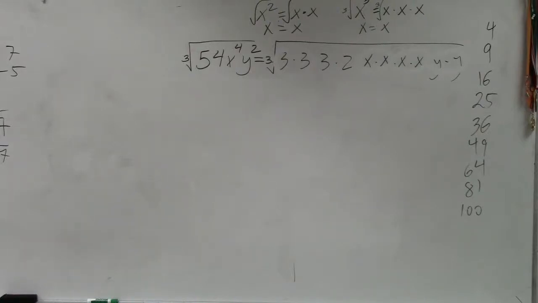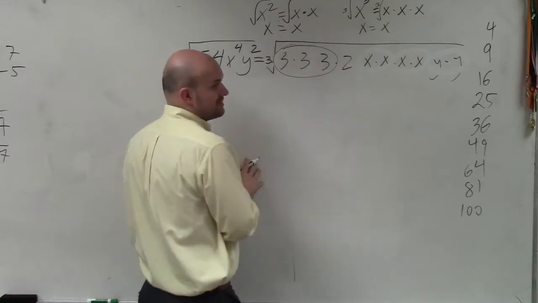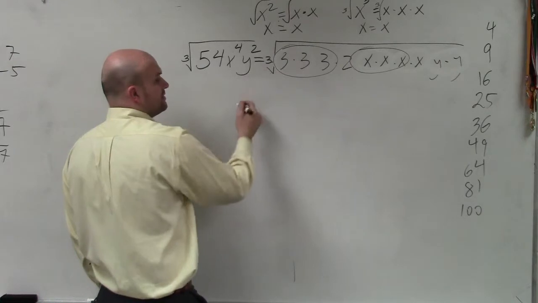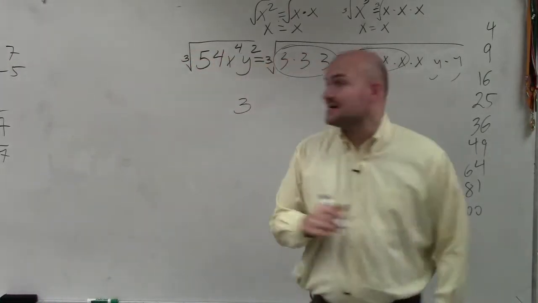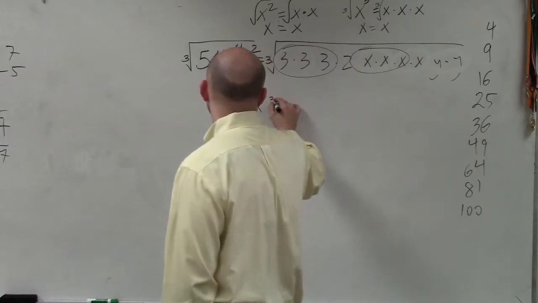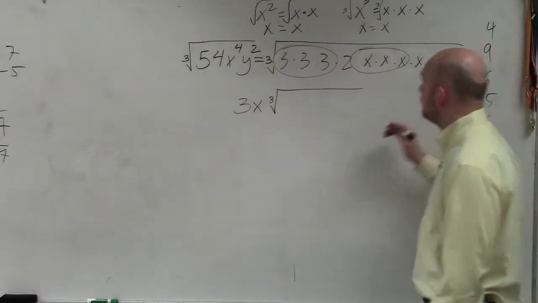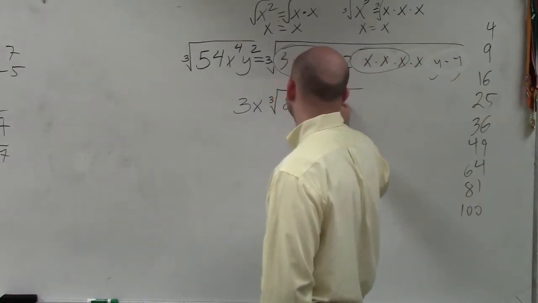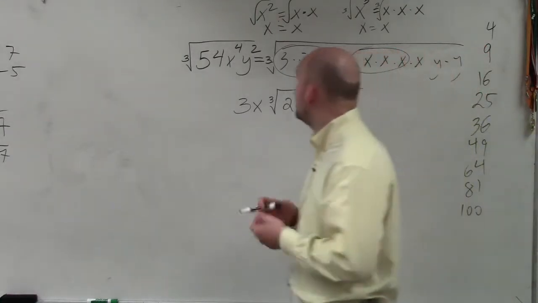If I was going to do the cube root, again, now I'm looking into groups of 3's of numbers. So I could take 3 times 3 times 3, x times x times x. And therefore, the cube root of 3 times 3 times 3 is 3. The cube root of x times x times x is x. And therefore, what's left after has to remain under my radical, which is 2xy squared. Everyone OK with that?